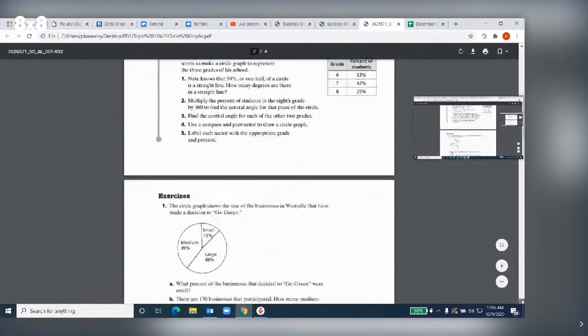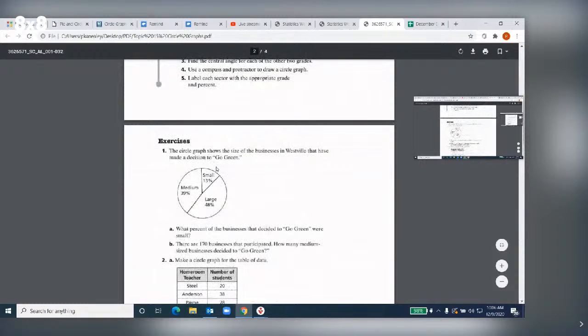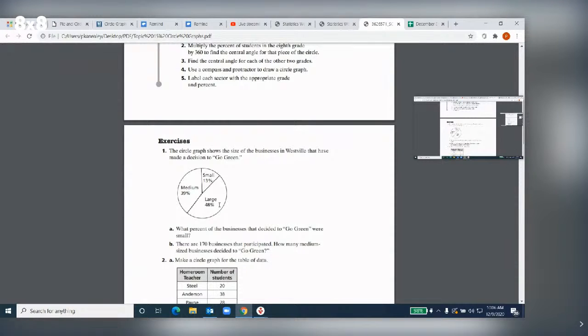Here's just another one of size of business. Westville businesses have made a decision to go green. This one's 100%. You have 48% who have decided to go green, 30 of the large businesses. I think a large business would be any business maybe over 50 employees. A medium might be 25 to 49, and a small business might be less than 25 people.